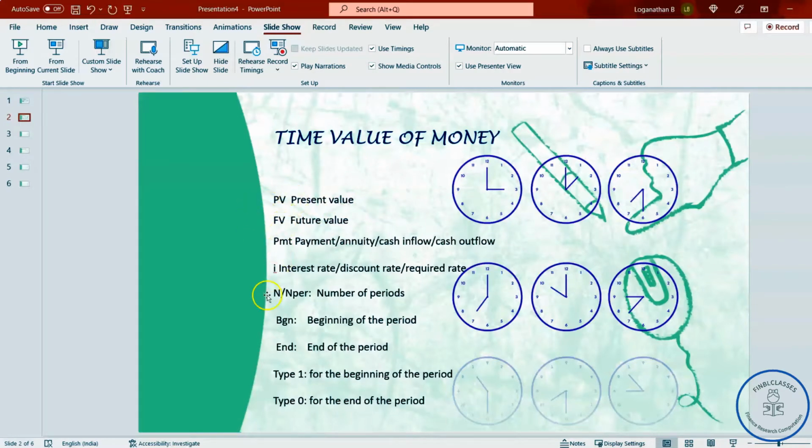These are the variables which we'll be working with in Excel. PV is the present value, FV is the future value, PMT is the payment or the annuity, cash inflow or cash outflow, I is the interest rate, discount rate or required rate of return. Then N or NPER is the number of periods, which we normally call, say, 5 years or 2 years or 3 years.